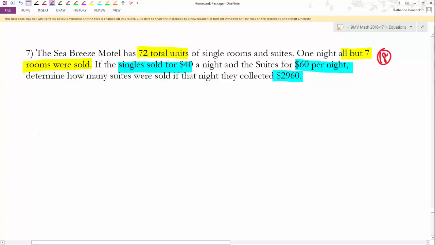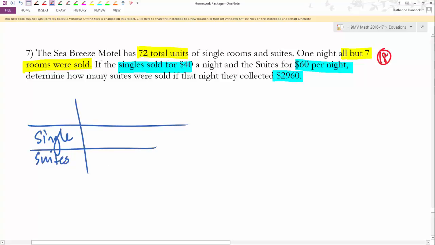So I'm going to have my single rooms, I'm going to have my suites, I know I'm going to have those. I know I'm going to have the number of units.